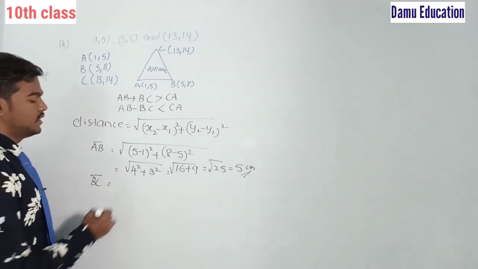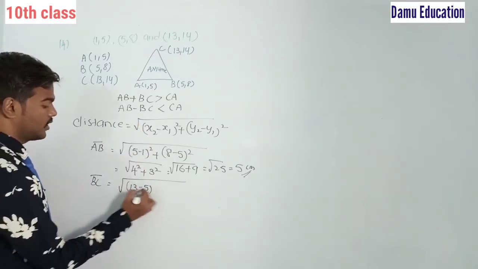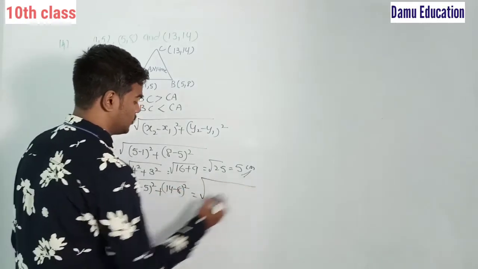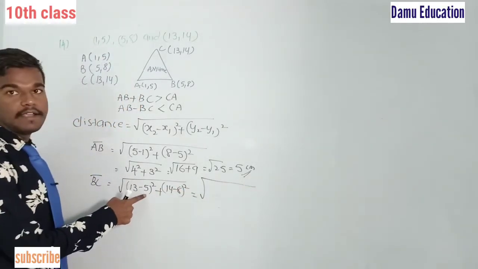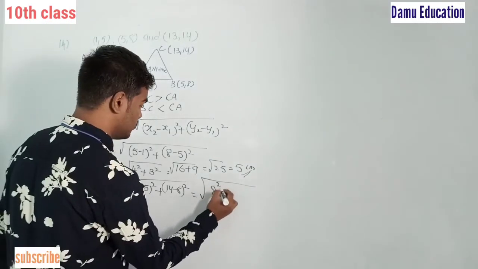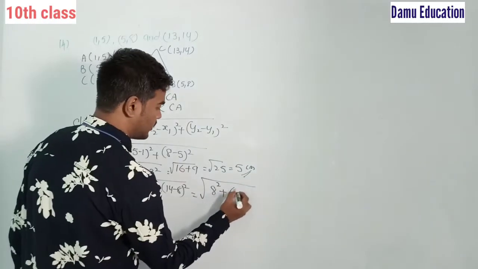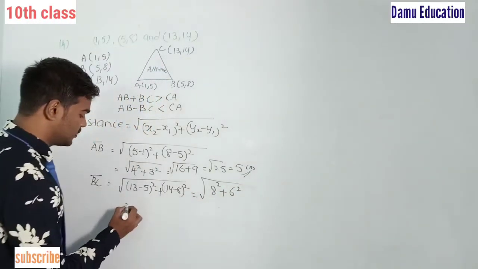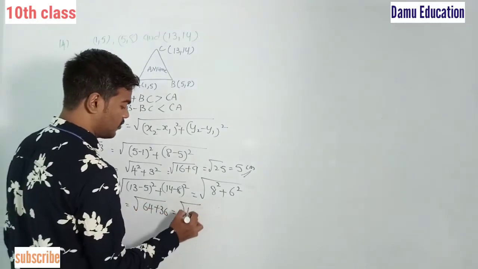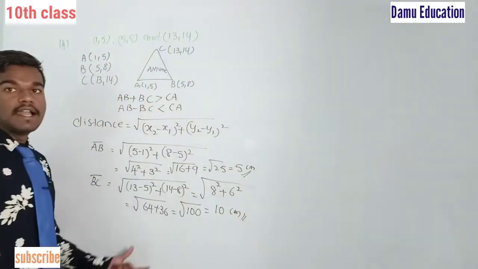Next, BC. BC is equal to the square root of (13 minus 5) whole square plus (14 minus 8) whole square. 13 minus 5 is 8, so 8 square, plus 14 minus 8 is 6 square. That is the square root of 64 plus 36, which is the square root of 100. That is equal to 10 centimeters.